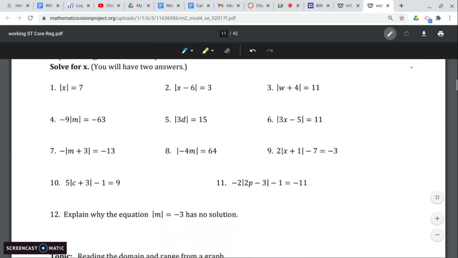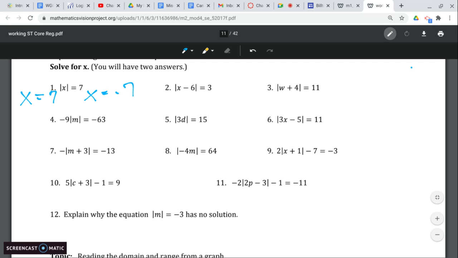When solving absolute value equations, like it says, you will have two answers. In every single one of these cases, you are going to have two answers because we're dealing with absolute value. So if we look at this first one, we have the absolute value of x equals 7. There's nothing on the outside of this absolute value symbol. So that means we can split this into two problems. We take what's inside the absolute value symbol, which is the x in this case, and set it equal to positive 7, and we set it equal to negative 7.